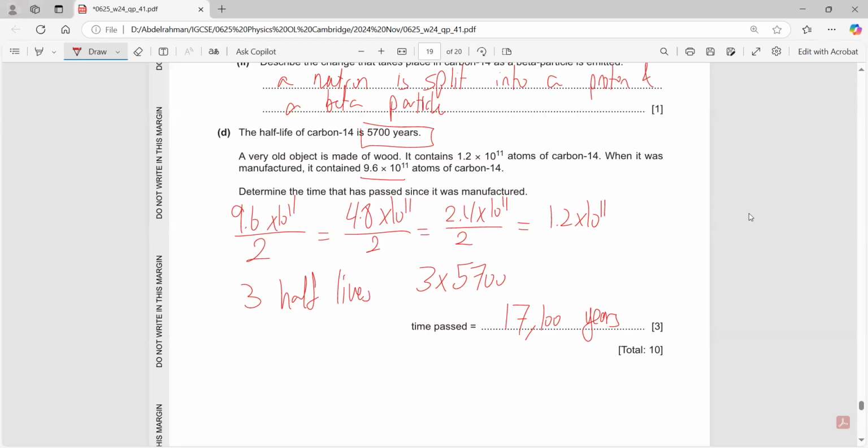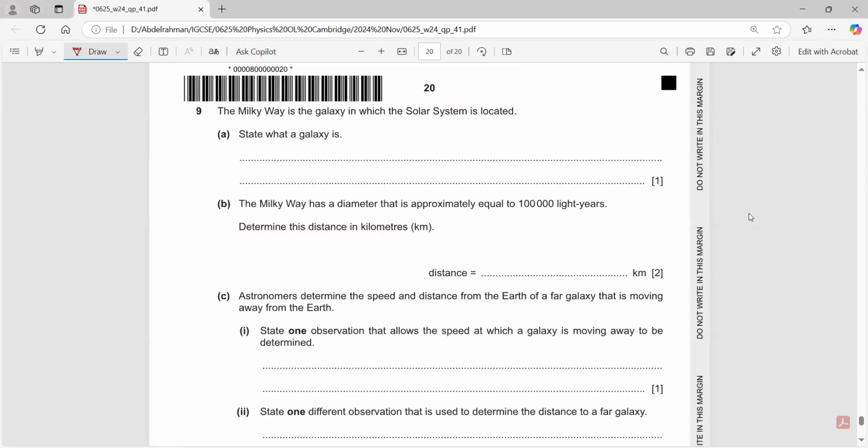Now, question 9. The Milky Way is a galaxy in which the solar system is located. State what a galaxy is. What is a galaxy? It's a cluster of billions and billions of stars. It contains billions of stars.